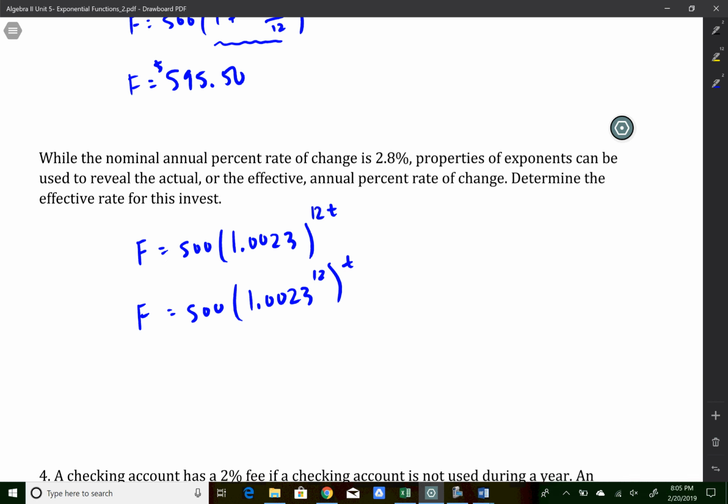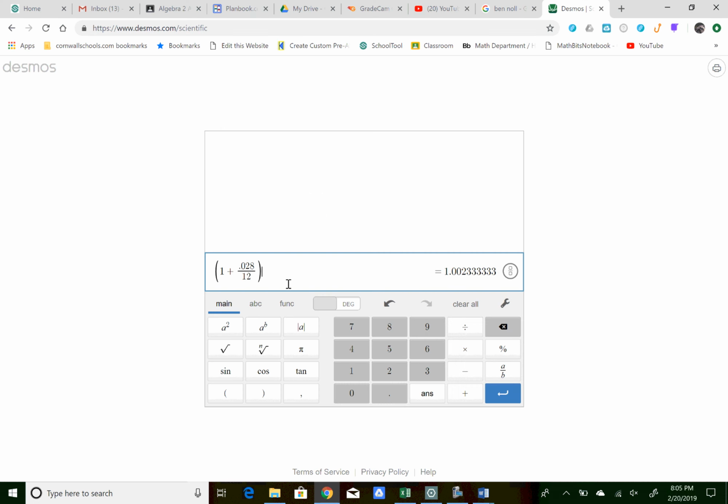So now if I take that decimal I had in my calculator and raise it to the 12th power, I get this decimal, again rounded to 4 decimal places. So I have 1.0284.